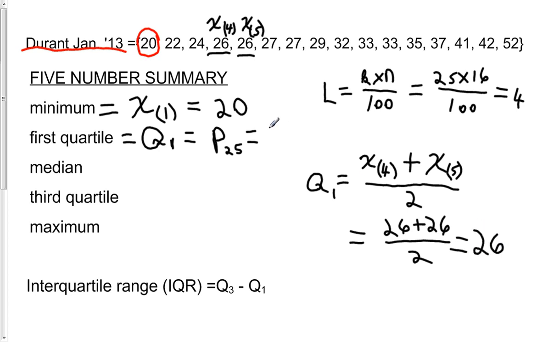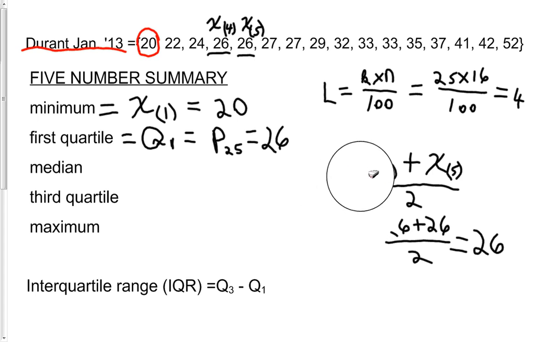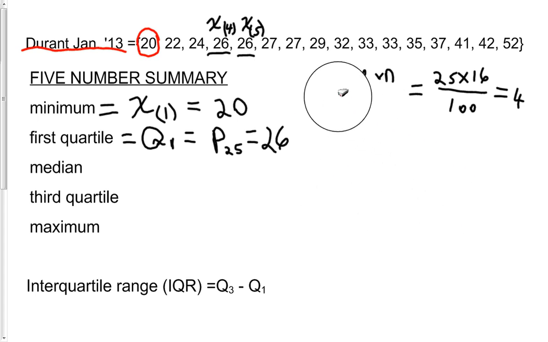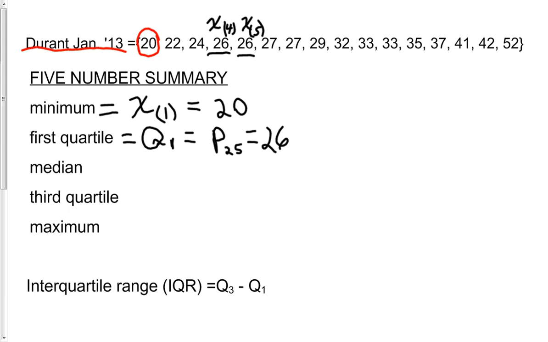So we can put that here. The first quartile is 26. And now we move on to the median. We had a video that showed us how to find the median of a data set. The median really is just the 50th percentile. So the median is the same thing as the second quartile, the second quarter of the data. So the median is calculated as a percentile.